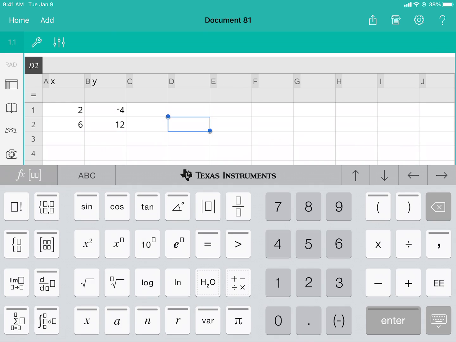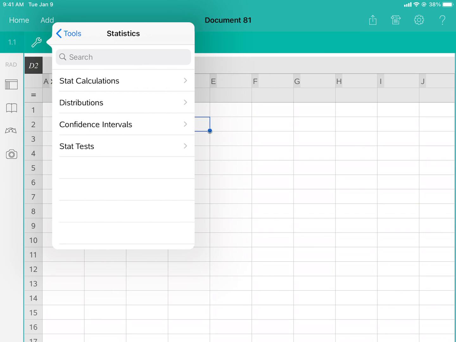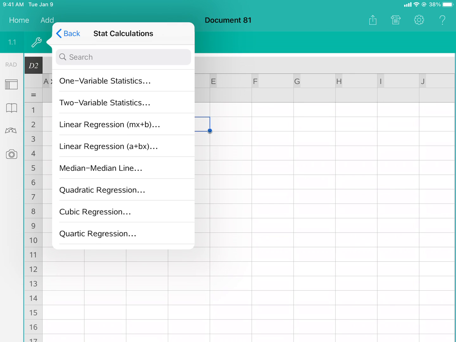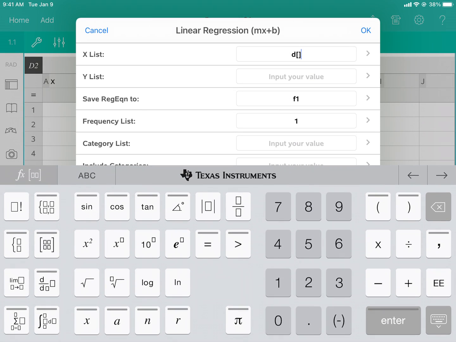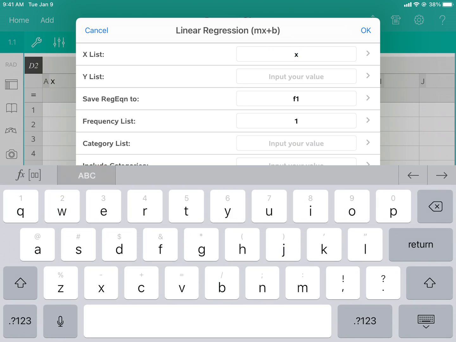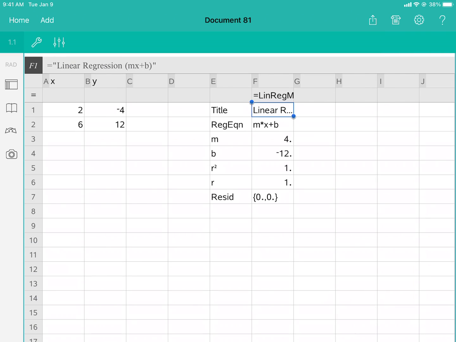Now that I have those typed in, I make sure that I'm not having one of the cells highlighted. I go to Menu, Statistics, Stat Calculations, Linear Regression, mx plus b. For the X list, I type in x. For the Y list, I type in y, and then I hit OK. So my m, which is my slope, is 4. My y-intercept, b, is -12.